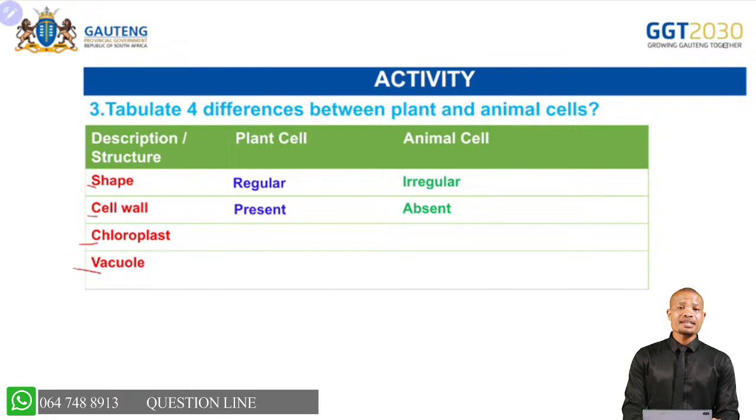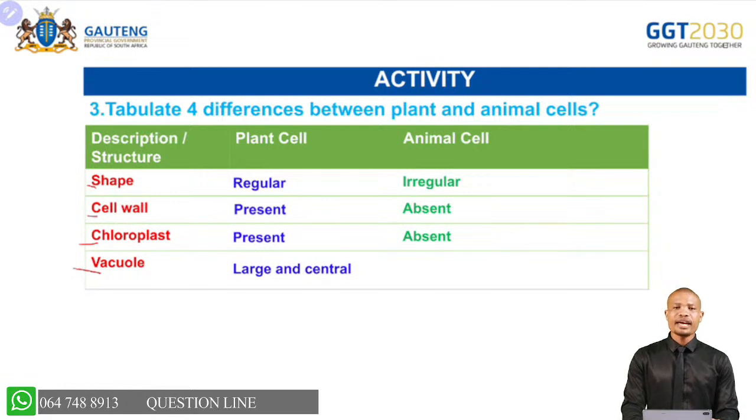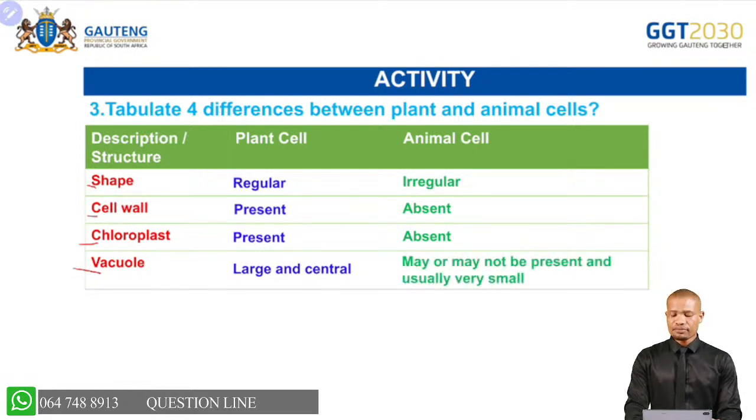Chloroplasts, are they present in a plant cell? Yes, they are present. In animal cells, they don't exist. Vacuoles, are they present in a plant cell? Yes, and they are very large and central. In animal cells, they may or may not be present, and they are usually very small. And sometimes they are temporary if they are present.